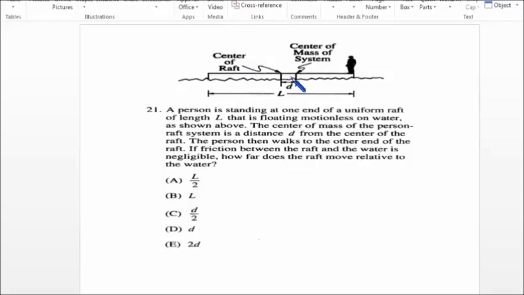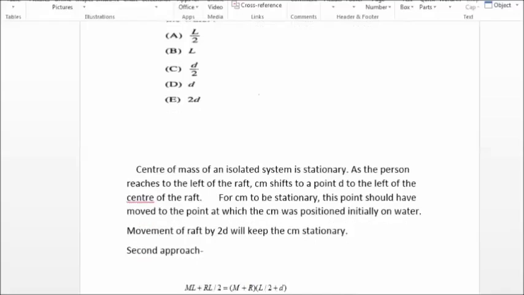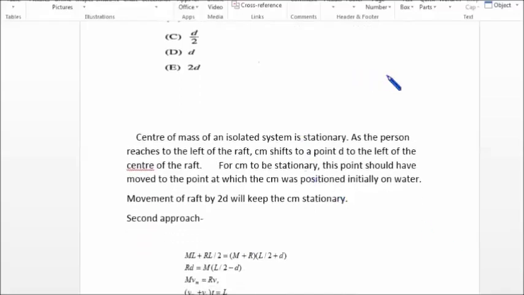Now, as the person moves, the raft has to move in the opposite direction to conserve momentum, because for every action there is an equal and opposite reaction. So this is a closed system. As the person moves this way, the raft has to move in the opposite direction. The distance through which it moves depends upon the conservation of momentum principle. So here we can apply the conservation of momentum principle and find the distance through which the raft moves.